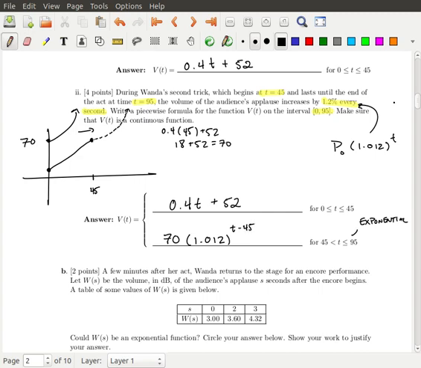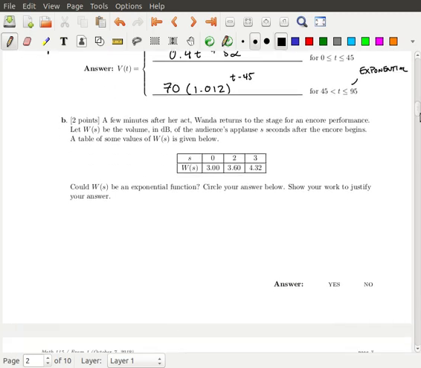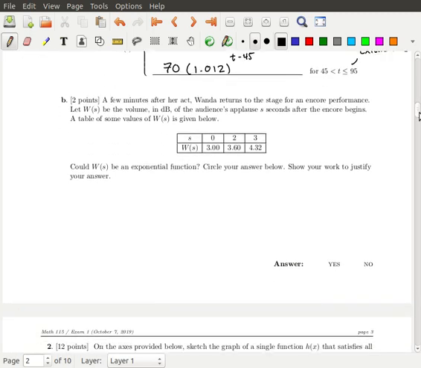All right, part B. A few minutes after her act, Wanda returns to the stage for an encore performance. Let W of S be the volume in decibels of the audience's applause S seconds after the encore begins. Could W be exponential? Circle your answer below. Show your work to justify.